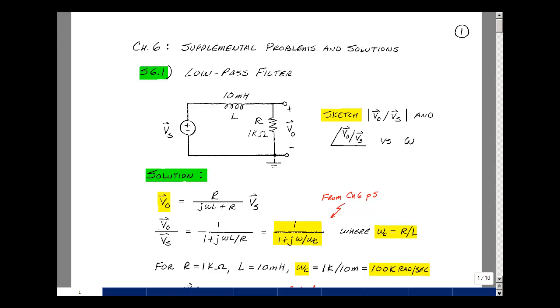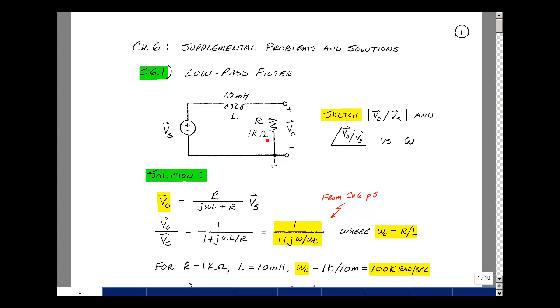This lesson deals with Supplemental Problem 6.1. You can find this problem in the course ebook in the Chapter 6 Supplemental Problems on page 1. In Chapter 6, around page 2, we introduced a low-pass filter using a resistor and a capacitor. There are many circuits that can make a low-pass filter, and here's one with an inductor and a resistor.